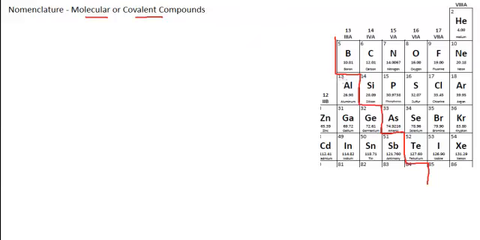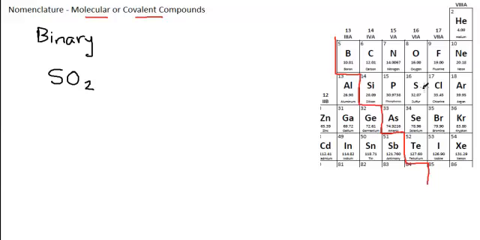Compounds made up of these elements will be made up of more than one of these elements, but we're going to focus on talking about binary compounds. Binary molecular compounds are compounds that are made up of only two elements. For example, if you are given the formula SO2, this is made up of sulfur and oxygen.